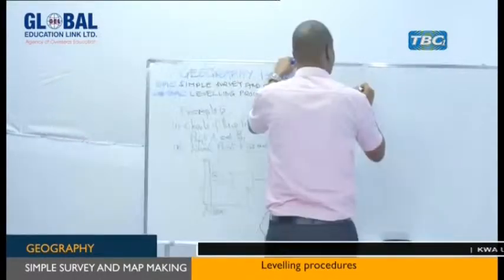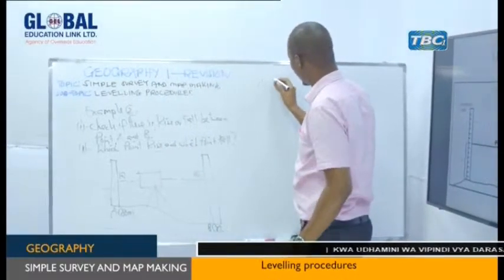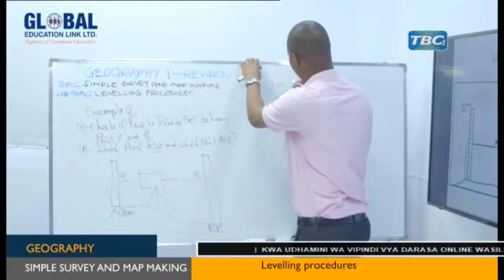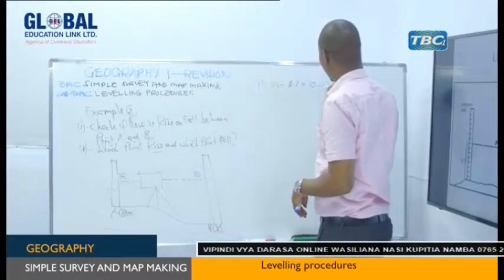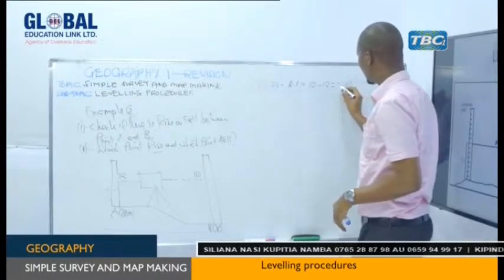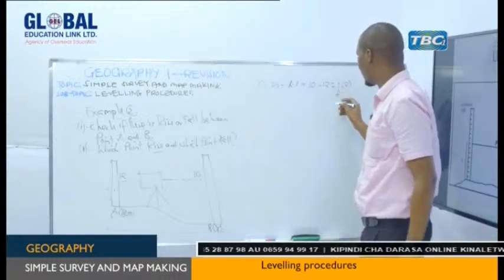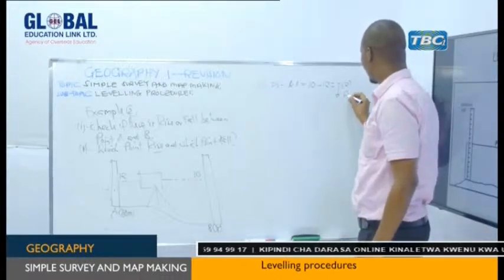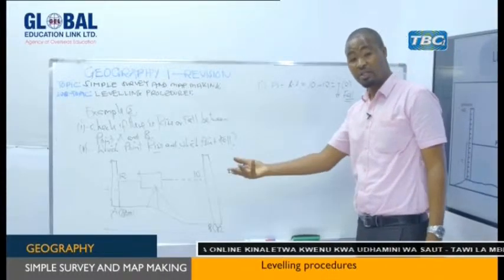So, the first question, it means we have the foresight, which is 10. It means foresight minus the backsight. So you take 10 minus 12, and you get is equal to -2. Because it is negative, then we say there is a fall between point A and point B, as I have explained earlier.